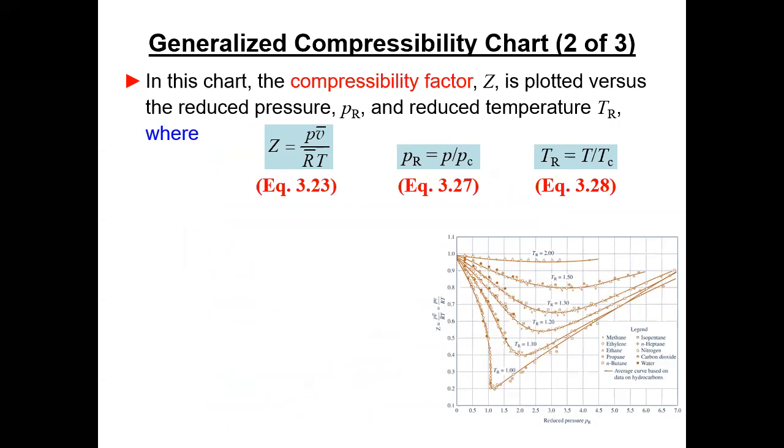Okay, so they're just playing around with the equation. So Z is PV over RT. And again, the hats mean that we're working in moles. Okay, it's not mass, it's moles. And there's the definition of PR and TR. And so that's the same. So I don't think there's anything there we haven't already said.